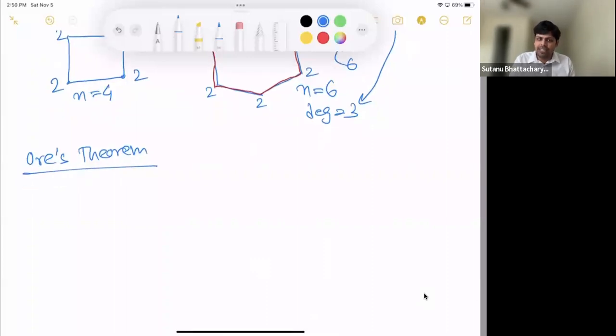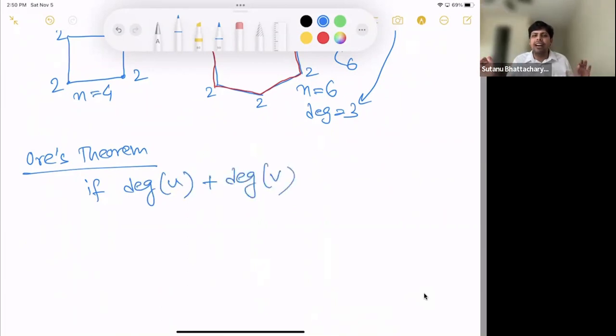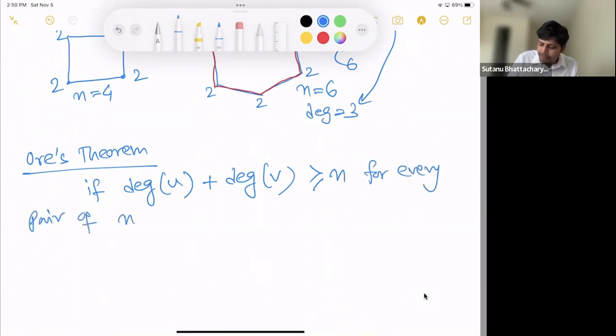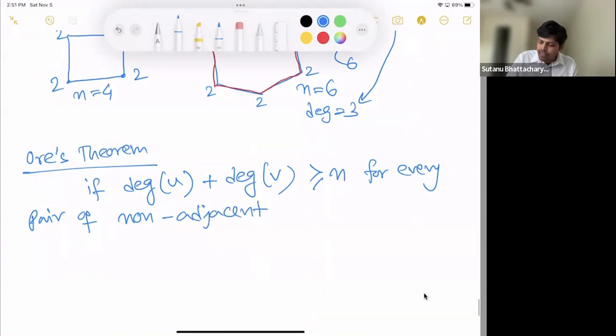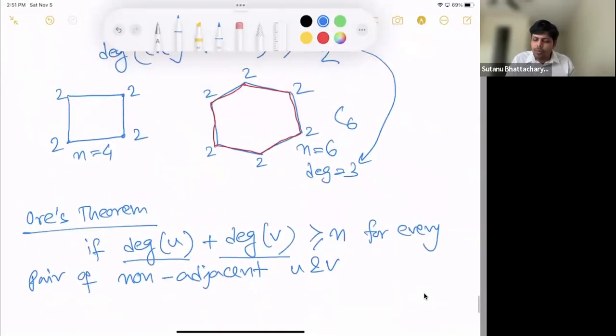We can derive Ore's theorem from Dirac's theorem directly. It says that for any two distinct vertices U and V, the degree of U plus the degree of V should be greater than or equal to n, for every pair of non-adjacent U and V. Non-adjacent means there is no direct edge between U and V. So for such non-adjacent vertices, degree of U plus degree of V should be greater than or equal to n. So what is Dirac's theorem saying?